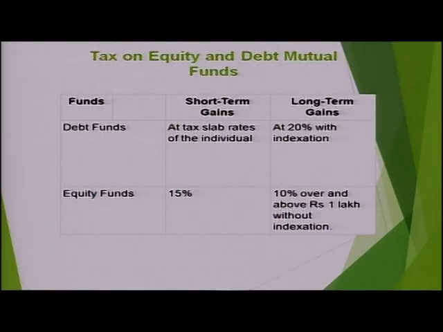So now we will discuss tax on equity and debt mutual funds. इक्विटी एंड डेट म्यूचुअल फंड्स के ऊपर हमारी टैक्स रेट क्या है। जो डेट फंड्स है, at the tax slab rates of the individual, तो जो भी आपकी स्लैब रेट होगा उसके ऊपर आपको टैक्स देना पड़ेगा। और लॉन्ग टर्म कैपिटल गेंस अगर है तो आपको 20% with indexation। ये डेट फंड्स के ऊपर है। And a lot of people who are doing some kind of investment, those who don't want to take any risk, they would like to invest in the debt funds.